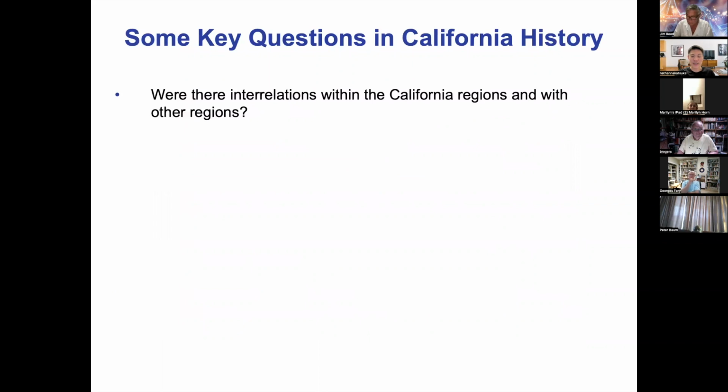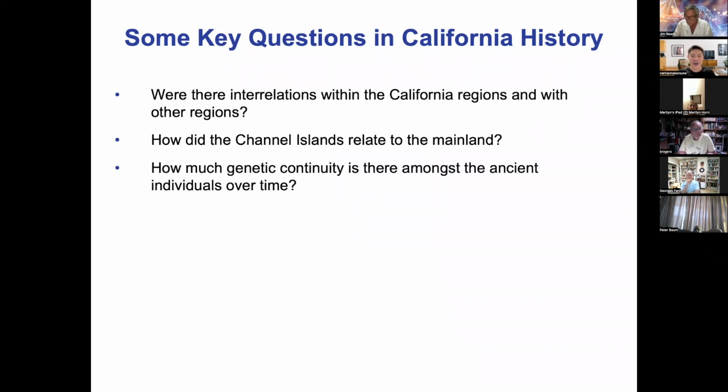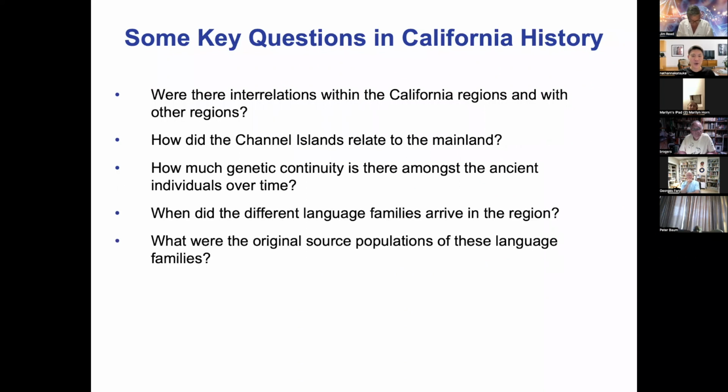So we discussed these topics with indigenous groups and archaeologists and arrived at several key questions we sought to address with this study, including: were there interrelations within California and between California and other regions? How did the people on the Channel Islands relate to those on the mainland? How much genetic continuity was there over time? When did the different language families arrive in the region? What were the original source populations of the language families?